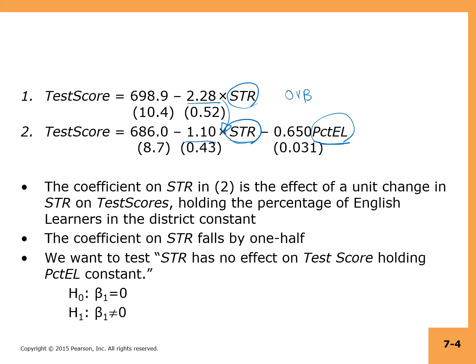So since our coefficient for STR decreased so much, now we want to test if STR has any effect on test score. So in order to test this hypothesis, we need to set up a null and alternative hypothesis. So in this case, null hypothesis would be that the coefficient for STR is equal to 0, and alternative would be coefficient for STR is not equal to 0.